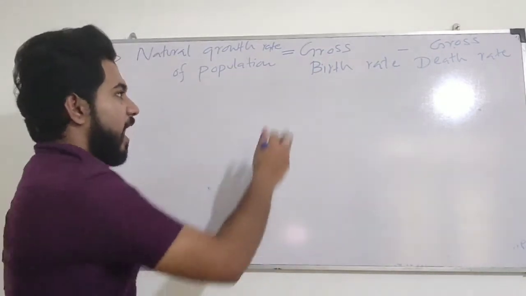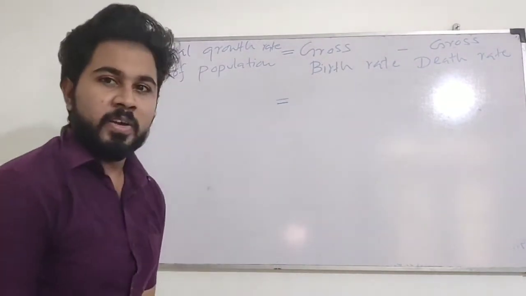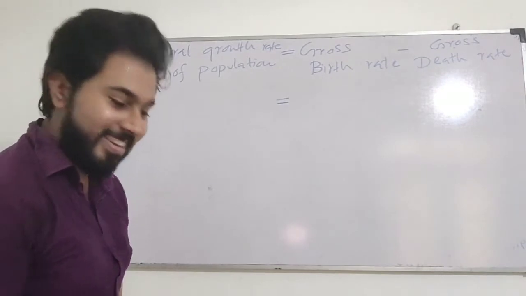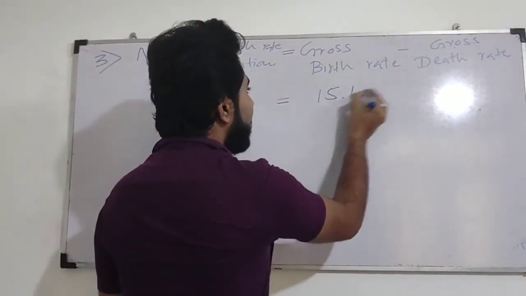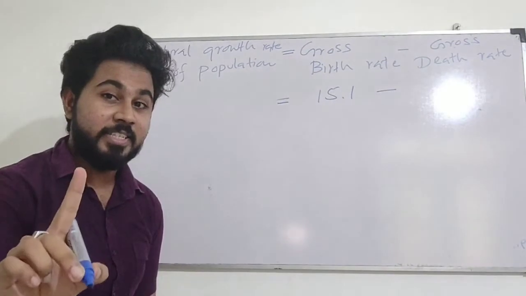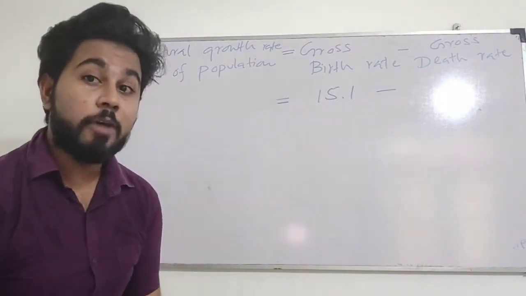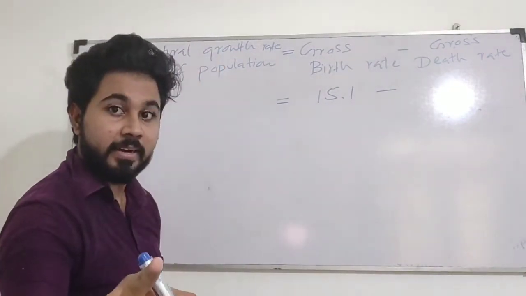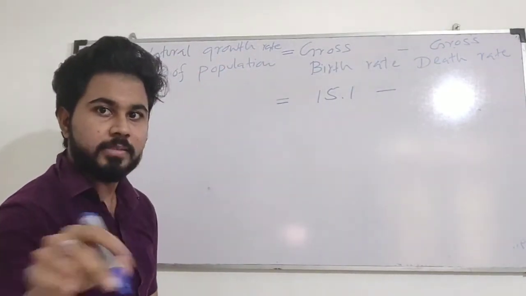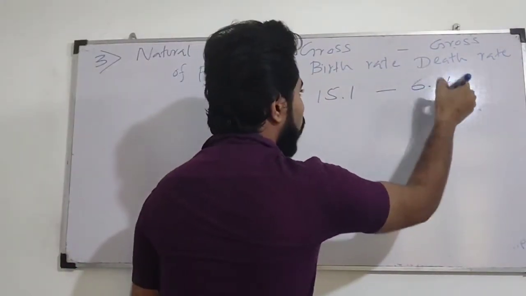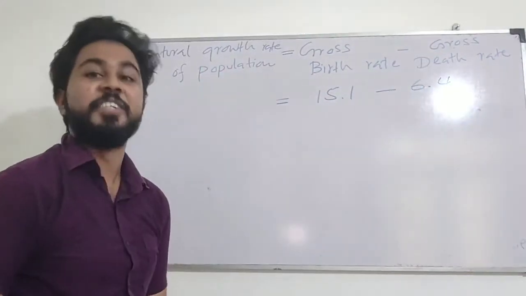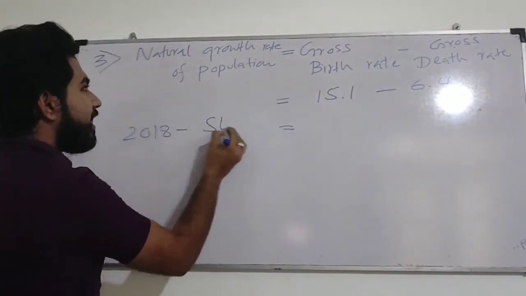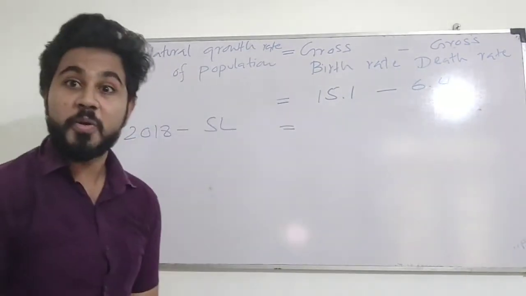Am I clear? Right. So, as I mentioned, what was the gross birth rate in the year 2018? It was 15.1. It's not a percentage, it is 15.1 per every 1,000 persons in the country. And what was the gross death rate? Per every 1,000 persons in the country, 6.4 persons died in 2018. So, in 2018 in Sri Lanka, what was the natural growth rate?